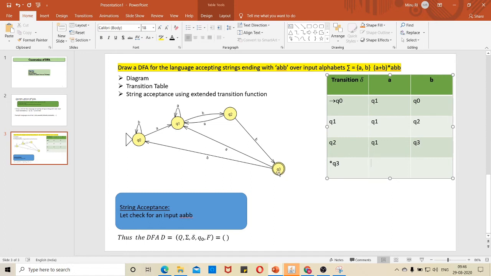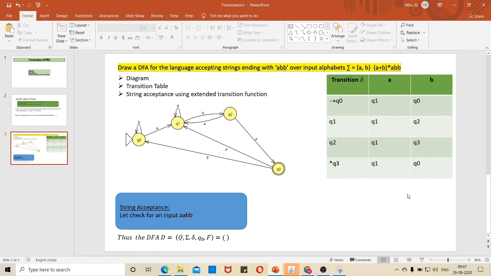Likewise, in Q3 state, if I am having input of A, it goes to Q1. So, make it as Q1, and in Q3 state, if I have an input of B, it goes to Q0. So, make this as Q0. That is it. Very simple. This is a transition table. If you are writing this transition table, you will be getting some amount of marks.